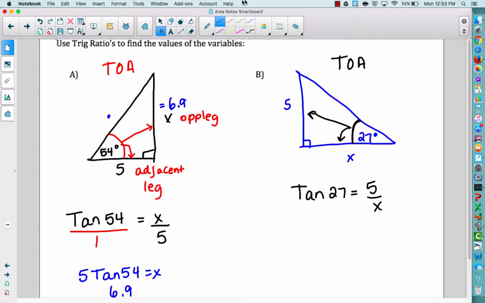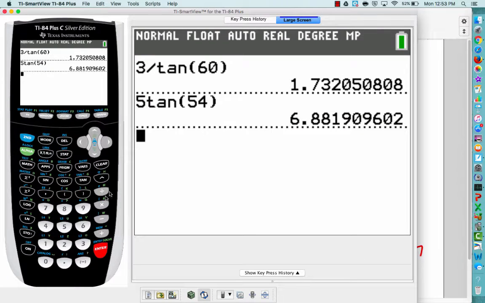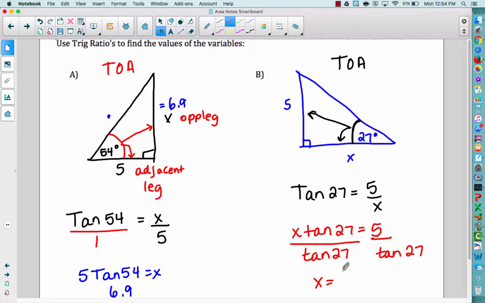So tangent of the angle is equal to 5 over x. Now I'm going to cross multiply. I'm going to get x tan 27. Notice the x went in front. It's one of those special cases. So now I'm going to divide both sides by tan 27. So x equals 5 divided by tan 27, which is 9.8.